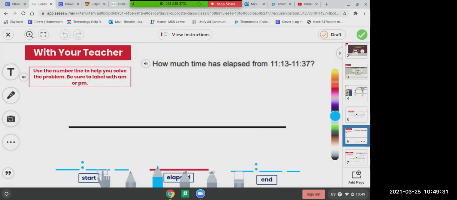Okay, it says how much time has elapsed from 11:13 to 11:37. So I notice we have 2 times given. That means we have a start time and an end time, so we can fill these in at the bottom. Our start time is 11:13. Our end time is 11:37. Whatever I'm writing on Seesaw, you are writing on Seesaw. Do that now, please.